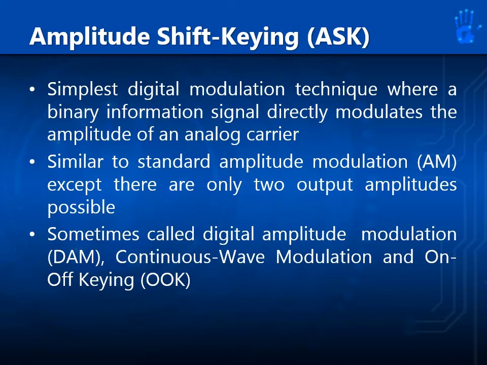Amplitude shift keying is the simplest digital modulation technique where a binary information signal directly modulates the amplitude of an analog carrier. Similar to a standard amplitude modulation, or AM, except that there are only two output amplitudes possible. This is sometimes called digital amplitude modulation, DAM, continuous wave modulation, and on-off keying, OOK.